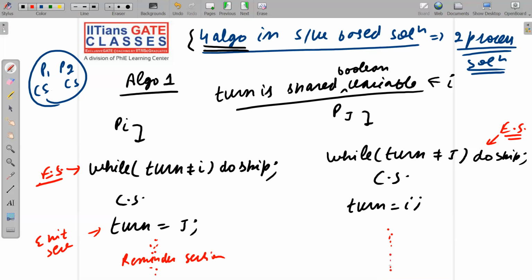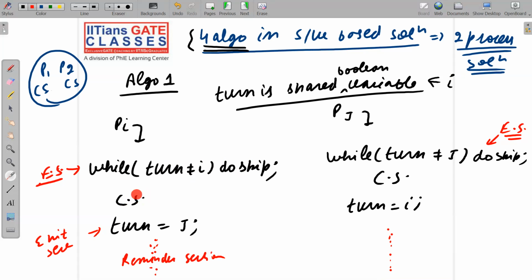You have written the code for solving any problem like that only. Yes, so now let me start. So when Pi came, I have assumed that turn is i. Since turn is i, I will say i is not equal to i, which is obviously false. Since it is false, it will enter the CS.